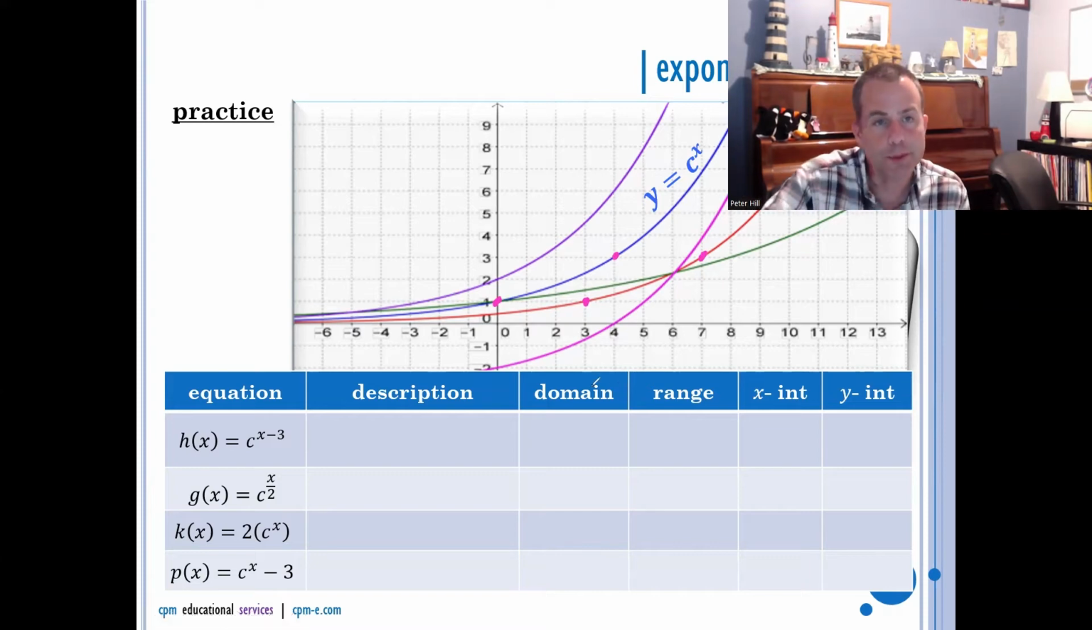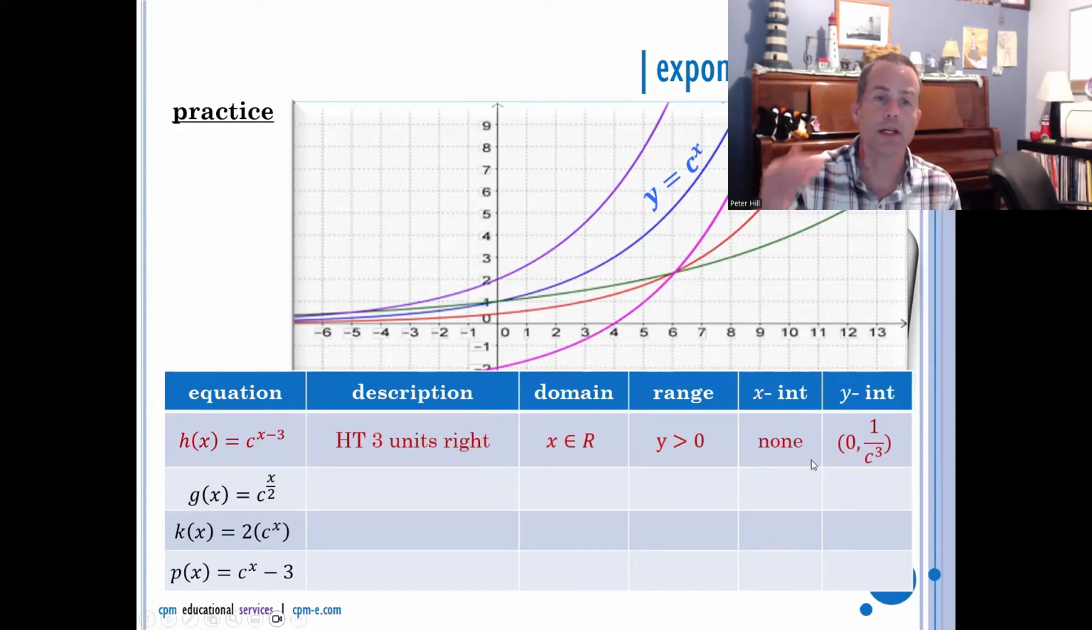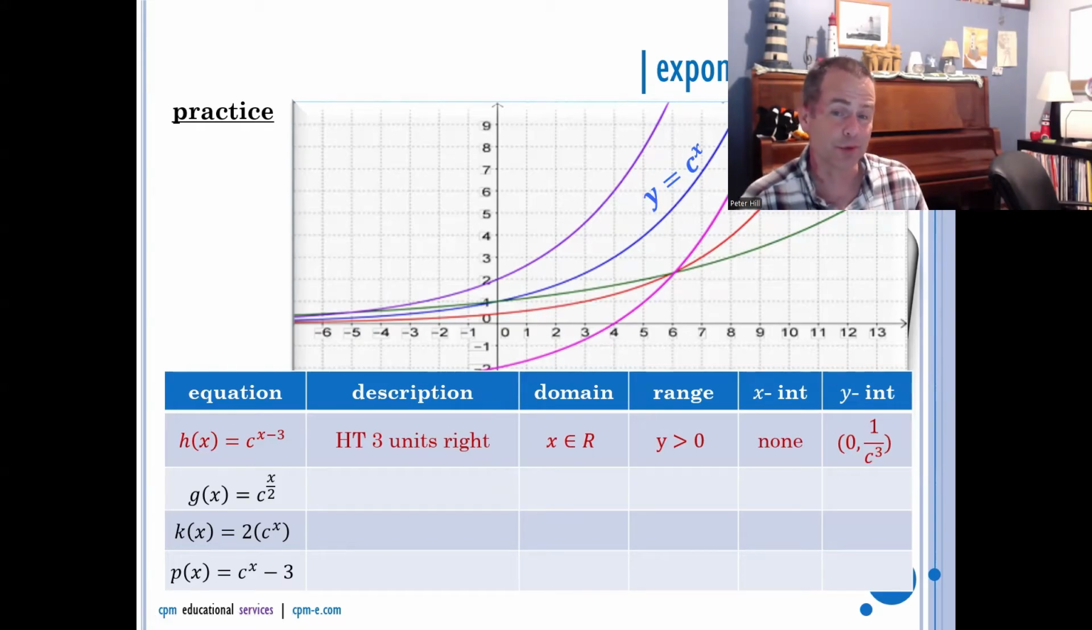So my description would be a horizontal translation, 3 units right. The domain would still be x is a member of the reals. The range would also be y is greater than 0 because I didn't move it up or down. I would have no x-intercept because again, I'd have to move it down in order to have an x-intercept. Right now, the asymptote is there.